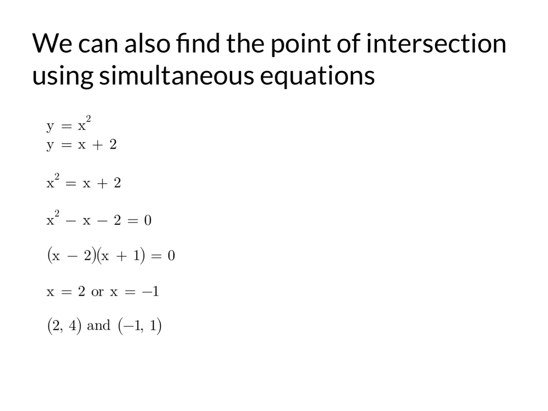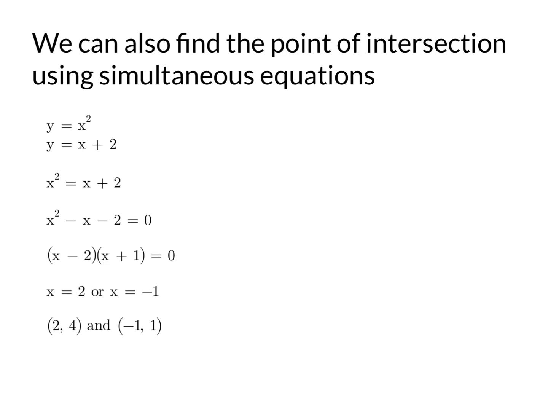Once again, we can also find the point of intersection using simultaneous equations. Because they've both got y equals, we can just equate them to each other. So x squared equals x plus 2. To solve any quadratic, it must equal 0. Factorise, you can use PSF if you want, and you get x minus 2, x plus 1 in my two brackets. So that means x equals 2 or x equals minus 1.